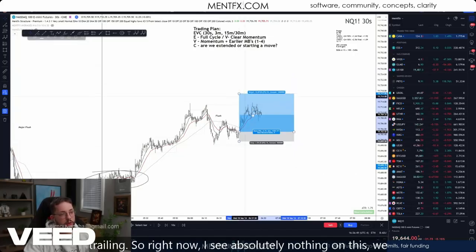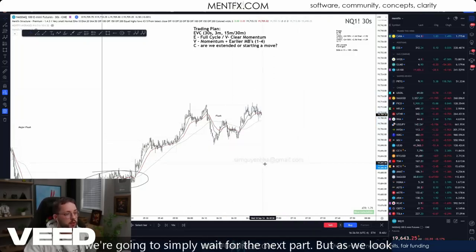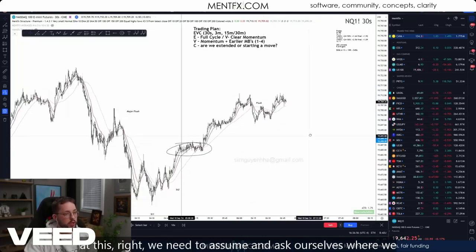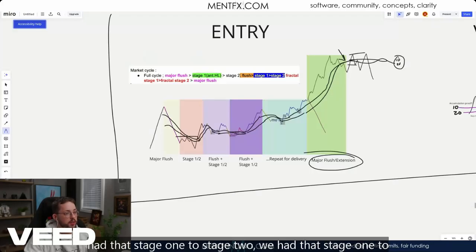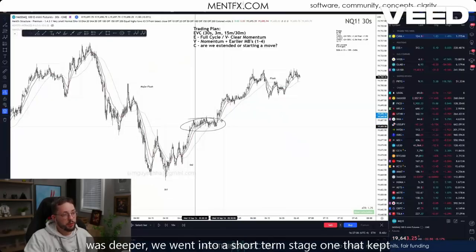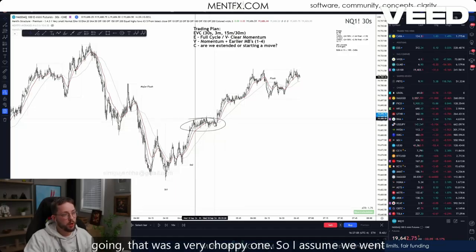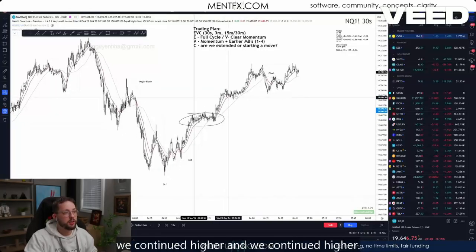So right now I see absolutely nothing on this. We didn't take this, so we're going to be fair with ourselves, and we're going to simply wait for the next part. But as we look at this, we need to assume and ask ourselves where we could be in a move. So we had that major flush, and then we had that stage 1 into stage 2. We had that stage 1 into stage 2, and then instead of going into a stage 1 that was deeper, we went into a short-term stage 1 that kept going. That was a very choppy one. So I assume we went through this, which was a choppy version of a stage 1, and we continued higher, and we continued higher.